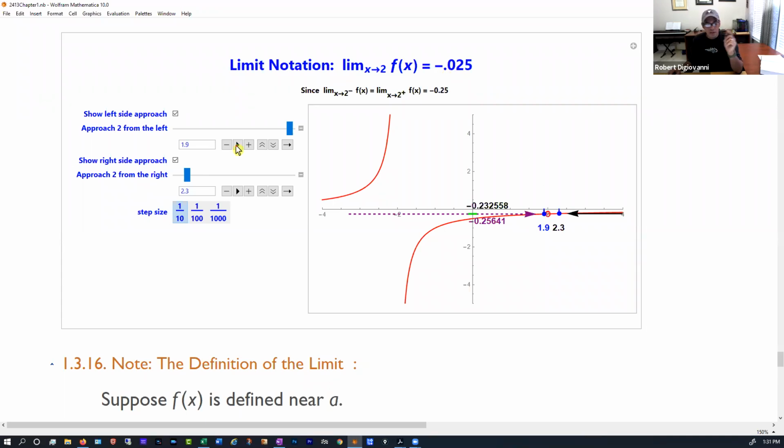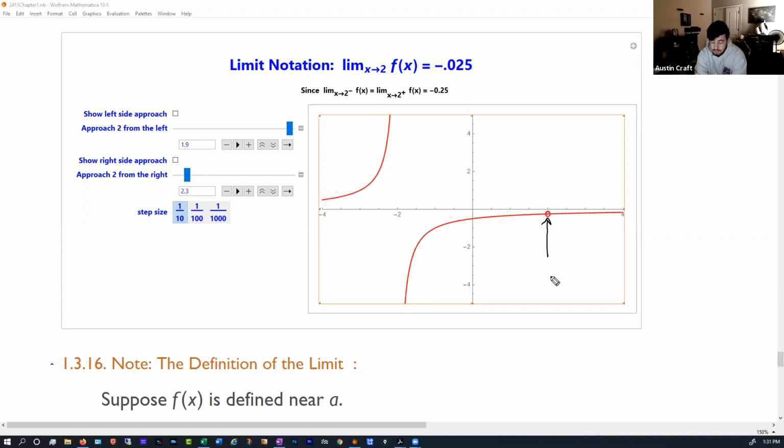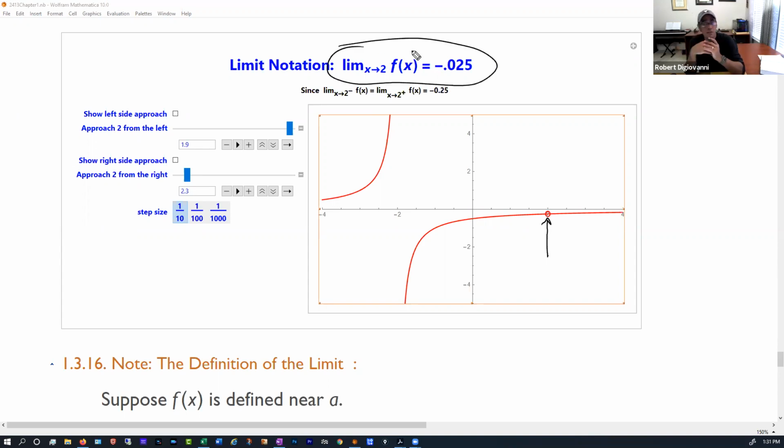Does it even matter that at this value of 2 it doesn't exist, that there's a hole? That has no impact on the limit, okay? The limit doesn't care what's happening at 2. The limit only cares what's happening near 2. So this is still a legitimate answer.